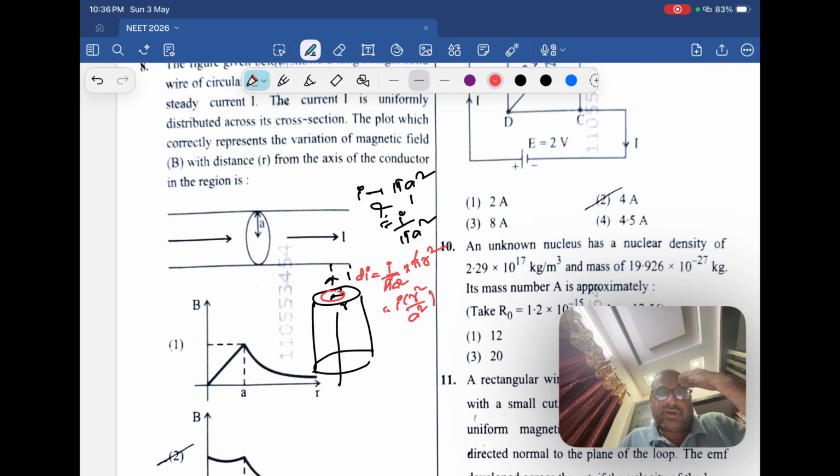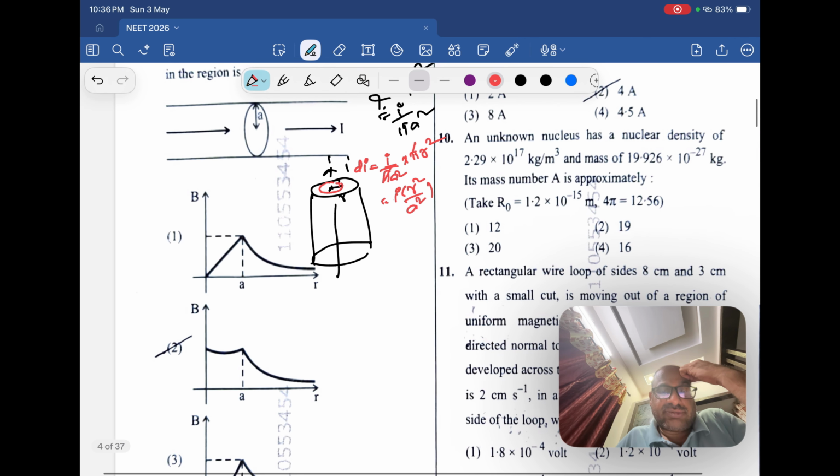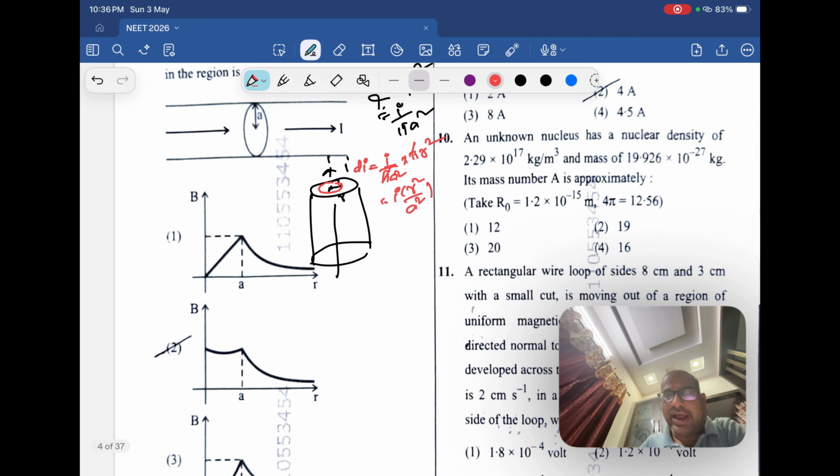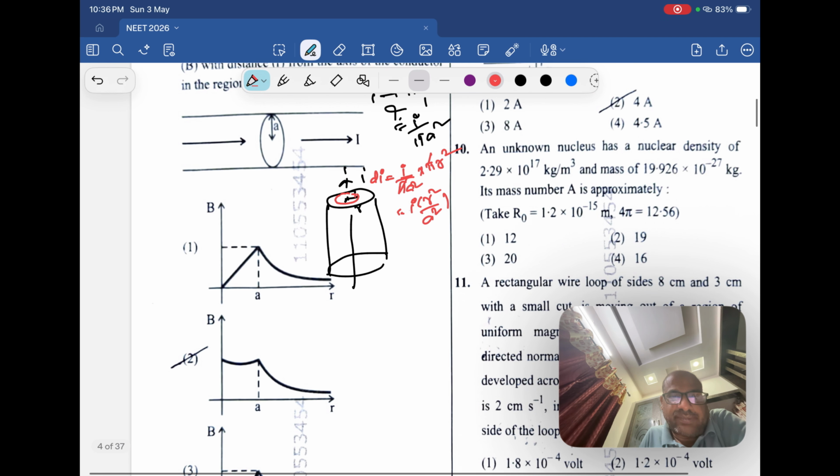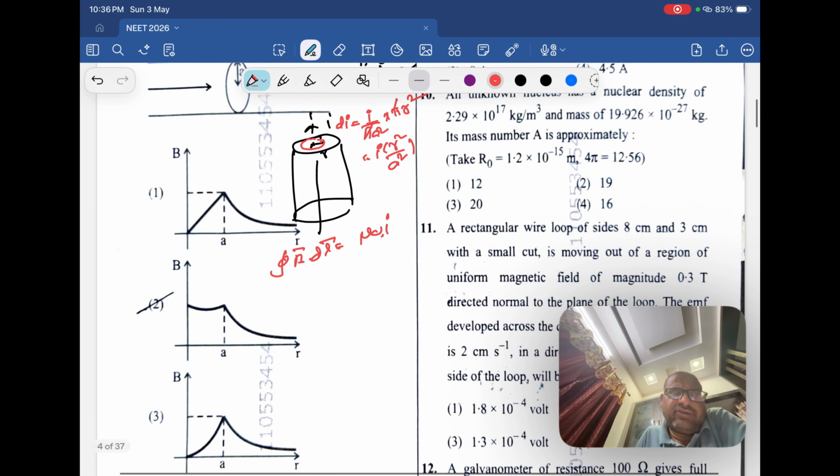So now the line integral of B dot dl is mu naught into I, okay, by Ampere's circuital law. So you will apply it up to a certain distance, so the line integral of B dot dl is mu naught into I. So here the B value we have to find out, right?